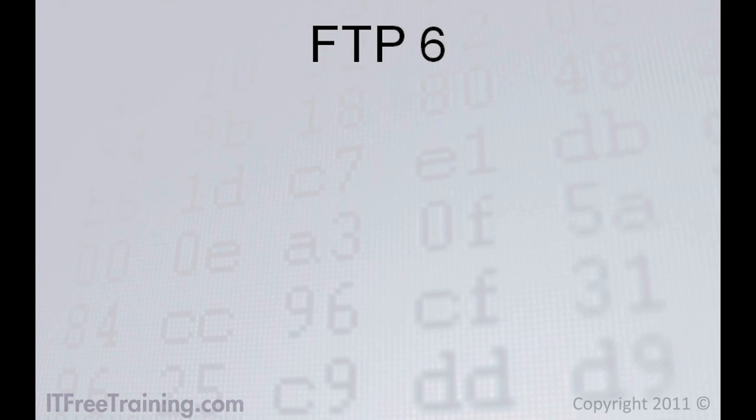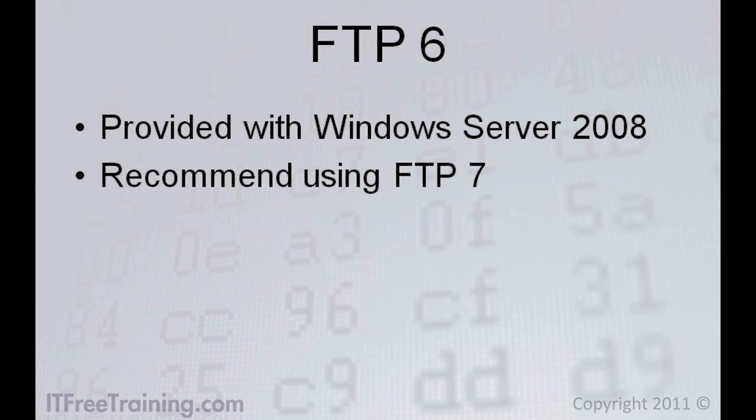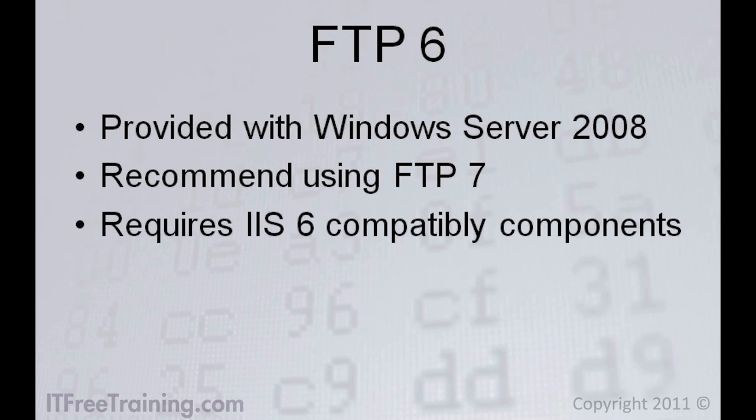When Windows Server 2008 was released, FTP 7 was still in development. To provide an FTP solution, Microsoft bundled FTP 6 with Windows Server 2008. I would recommend using FTP 7 over FTP 6 as FTP 7 is integrated with IIS 7. This means you can use the IIS 7 admin tool to configure it. If you do decide to install FTP 6, it does require IIS 6 compatibility components like the IIS 6 admin tool. Let's have a look how to install FTP 6 on Windows Server 2008.